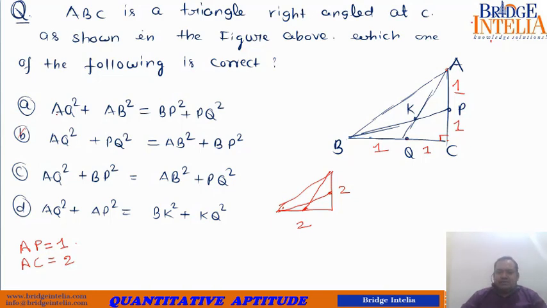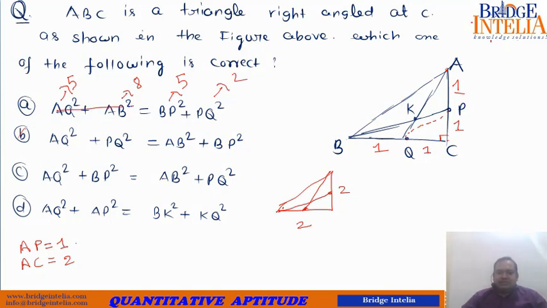AQ square. So what is AQ square? 2 square plus 1 square, that means 5. So AQ square is 5. What is AB square? AB square will be 2 square plus 2 square, that means 4 plus 4, 8. What is BP square? BP square again will be equal to 5. What is PQ square? PQ square will be 1 plus 1, 2. So this does not fit. 13 is not equal to 7, so this is not the correct answer.